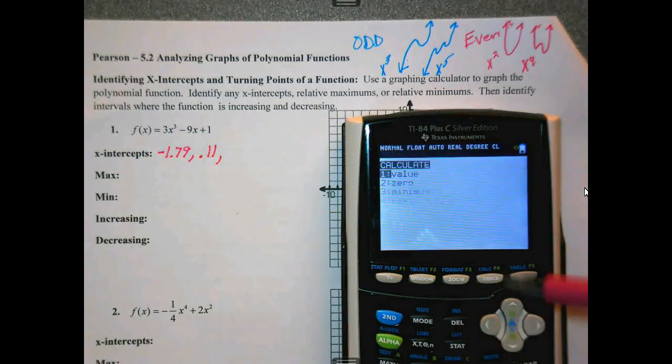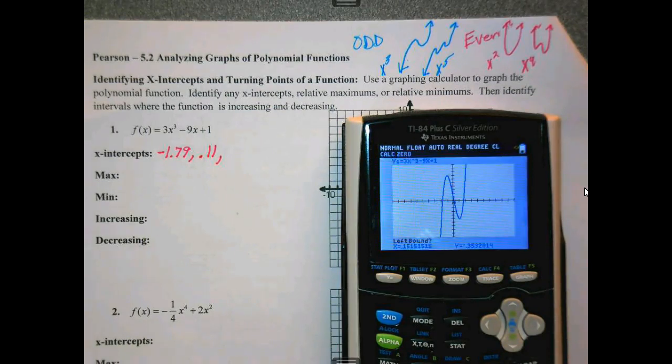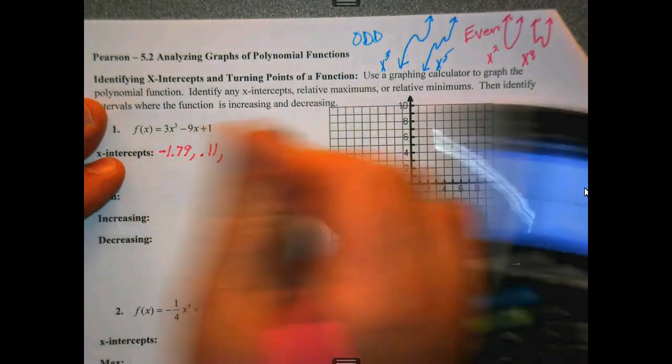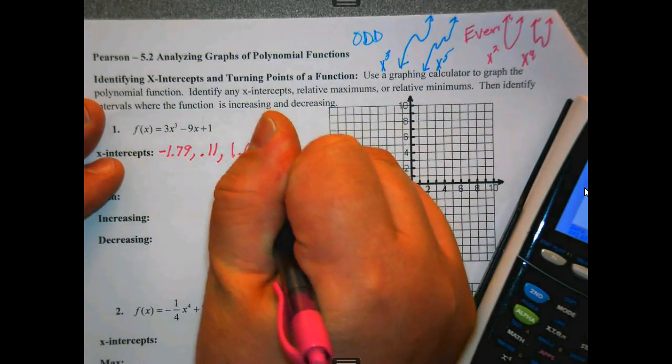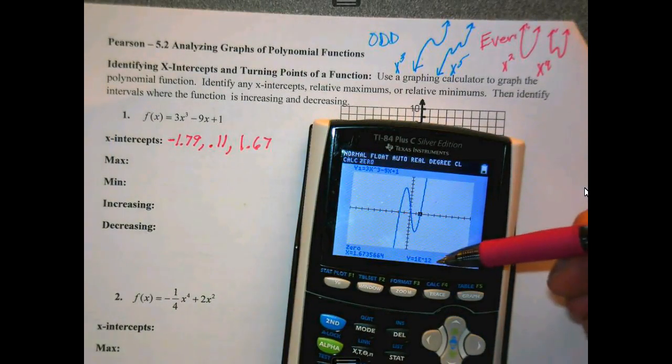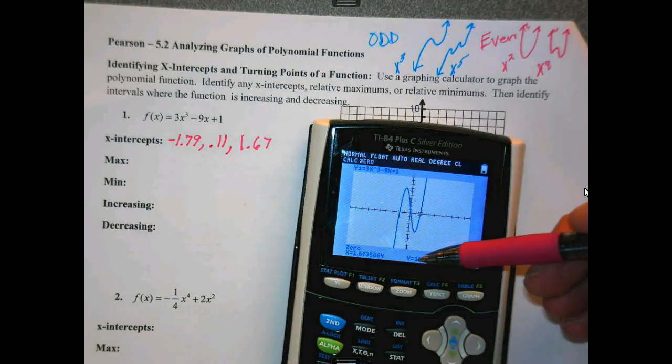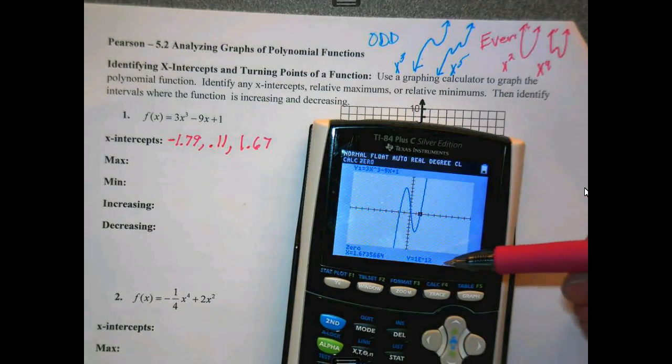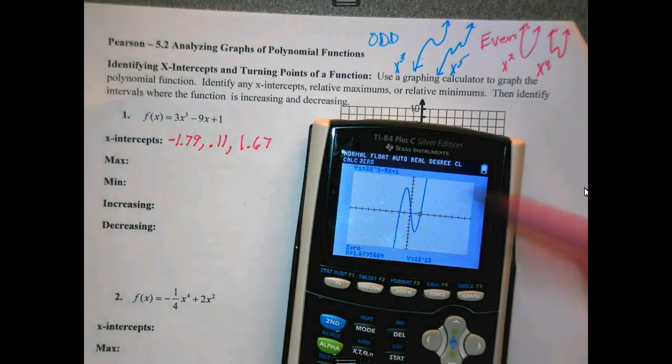One more zero. Second trace, zero. Got to get closer to that other zero. Left bound, enter. Right bound, enter. And that zero is going to be, hit enter again, at 1.67. Now notice that my y isn't 0, but it's kind of like a pixel thing for the calculator. This is actually at 0.000000000012, which is 0. It's just putting it in scientific notation.